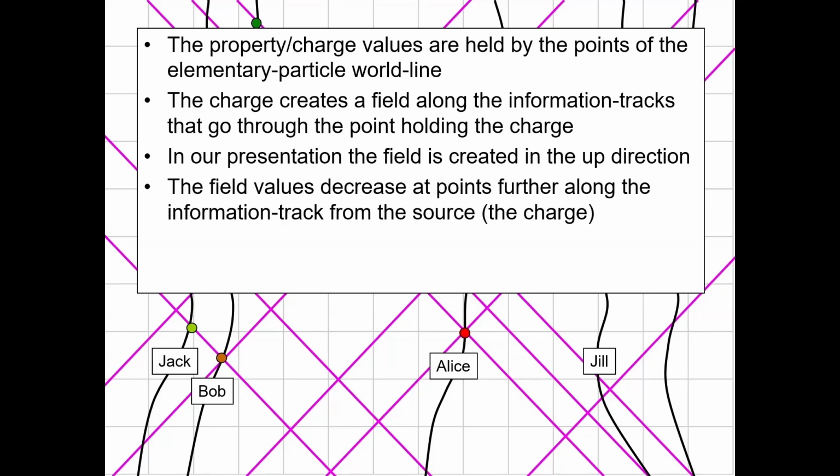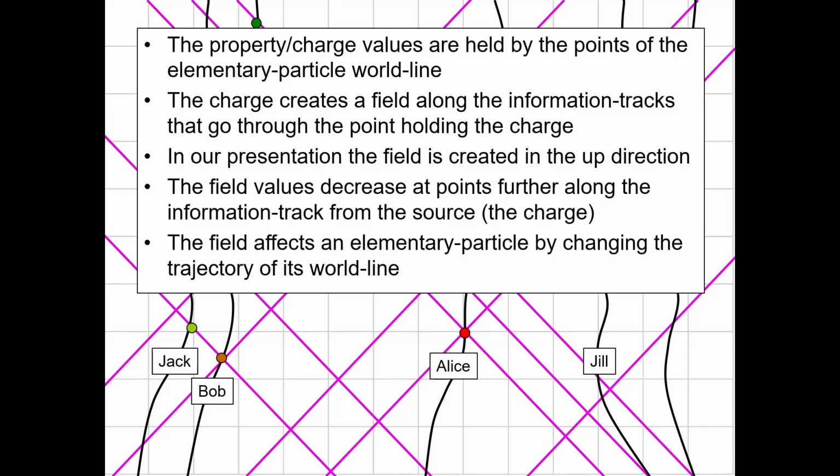The field values decrease at points further along the information track from the source. And the source, as we said, is the charge. And finally, the field affects an elementary particle by changing the trajectory of its world line.